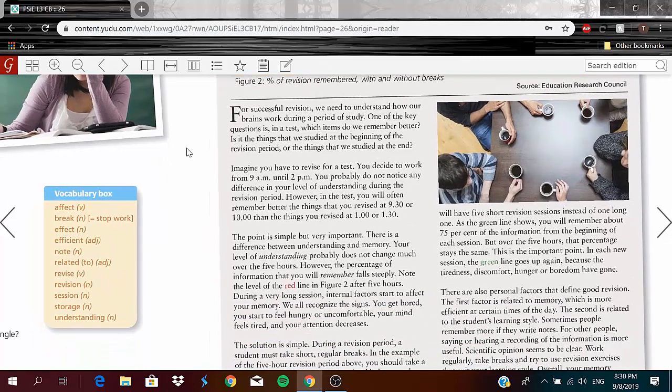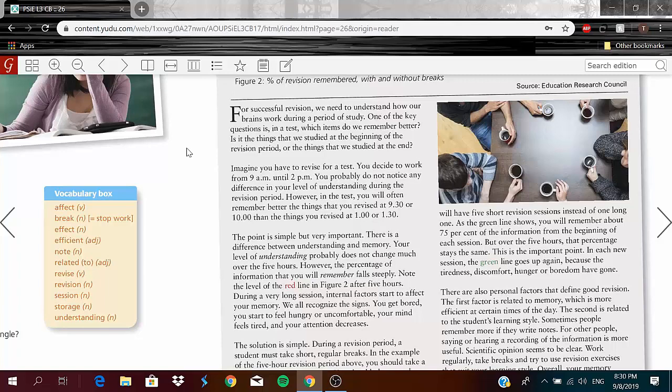Imagine you have to revise for a test. You decided to work from 9 a.m. until 2 p.m. You probably do not notice any difference in your level of understanding during the revision period. However, in the test, you will often remember better the things that you revised at 9:30 or 10 than the things you revised at 1 or 1:30.